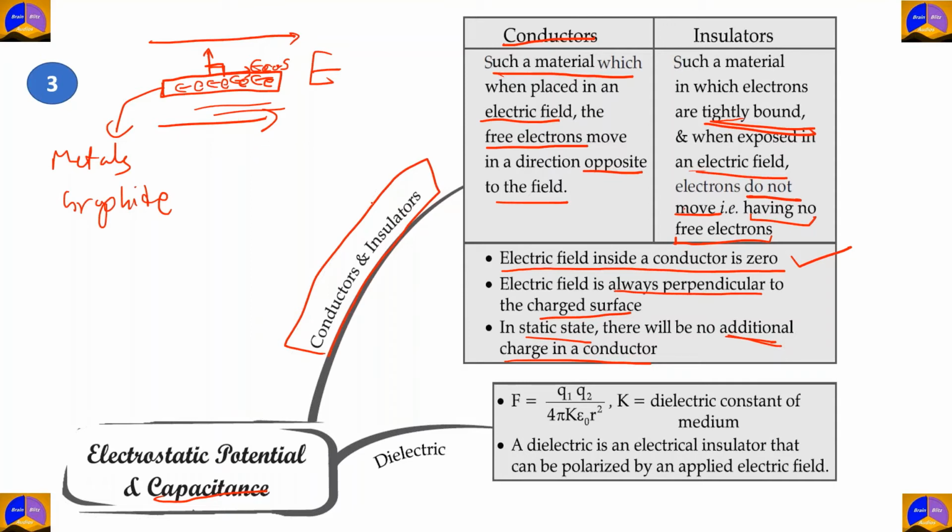Let's move on to a term known as dielectric. What are dielectrics? A dielectric is an electrical insulator that can be polarized by an applied electric field. So suppose we have a dielectric here, and we have an electric field which passes through this dielectric, then it attains a temporary dipole moment, which means that the positive center and negative centers of the molecules inside the dielectric would shift apart.